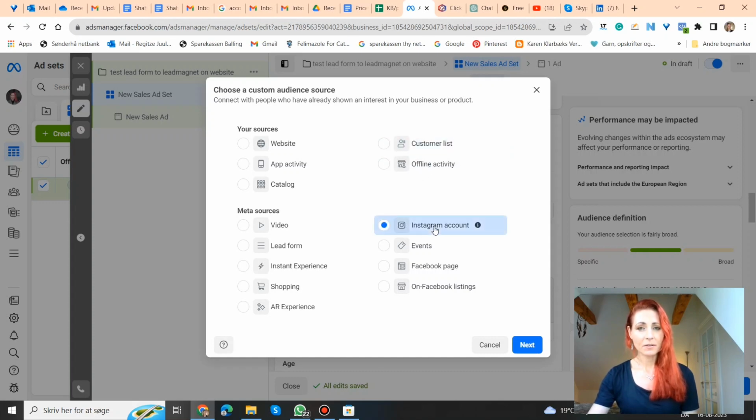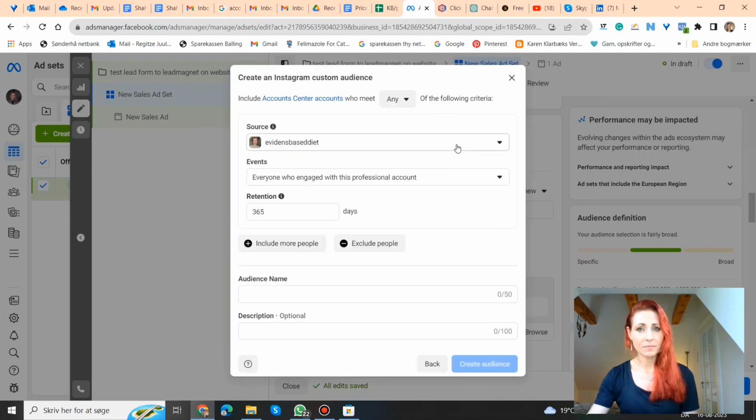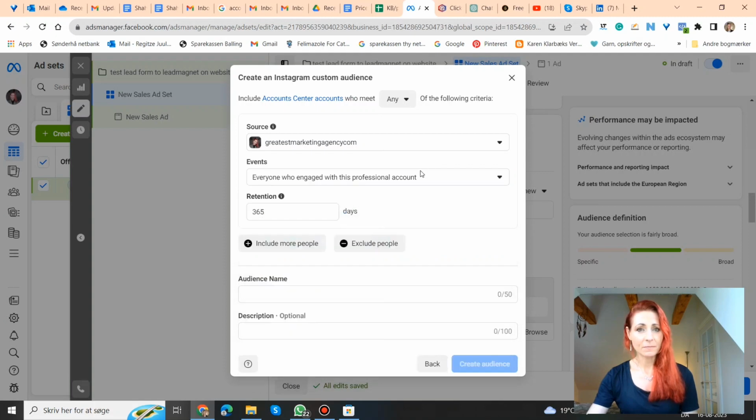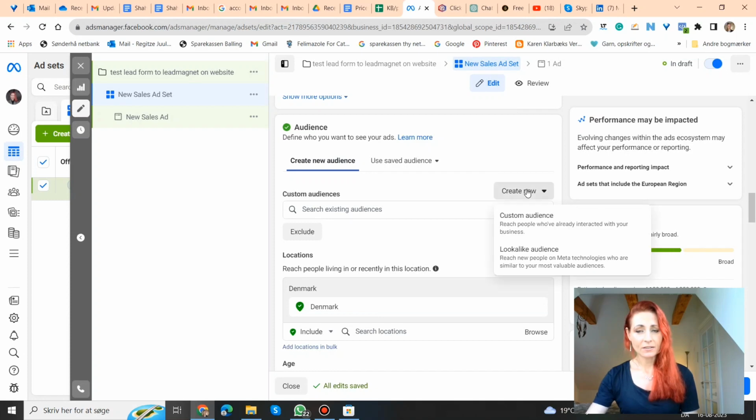Or you can target people who engage with your Instagram account. Let me show you more. Make sure you choose the right account here. So you can choose people who followed you, people who engaged with your account, people who visited your profile, and so on. And the most is a year, the last 365 days. Let's go back. Look at another option.